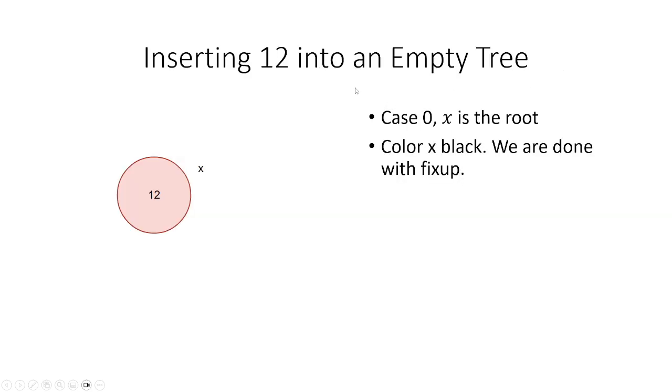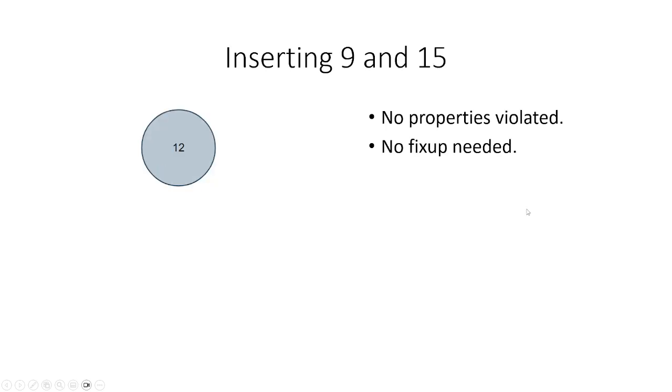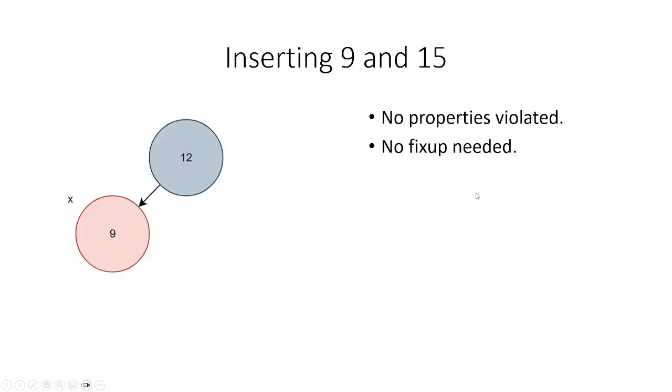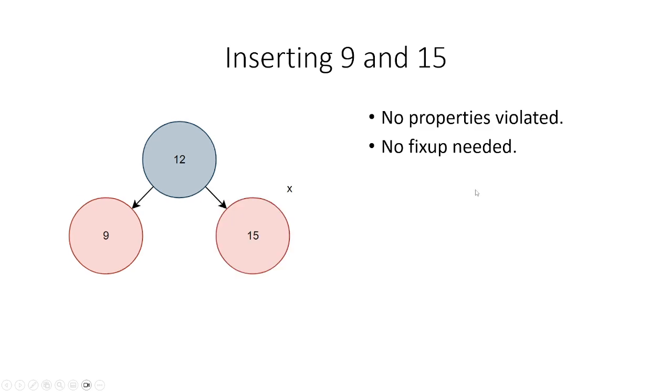So if we insert into an empty tree here the node 12, it's going to be case 0 where X is the root, and the way you fix this is you color the node black, and then you're done. Then if you go on to insert 9 and 15 into this structure, there are no properties being violated here. Remember that the null nodes that I haven't drawn here are considered black, so these both have 2 black children, the same number of black nodes from root to leaf, so there's no fix-up to be done here.